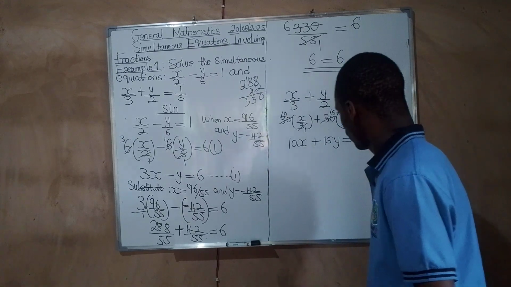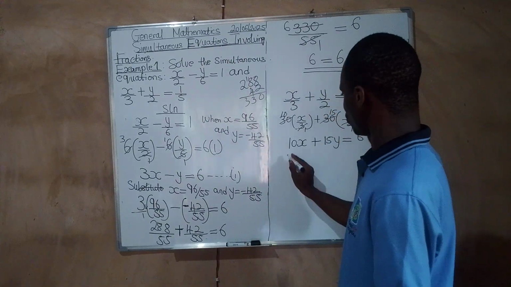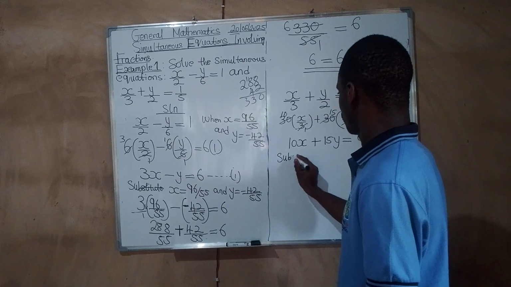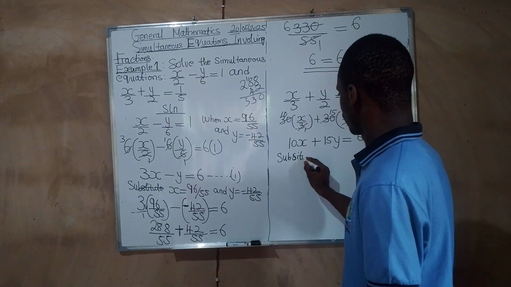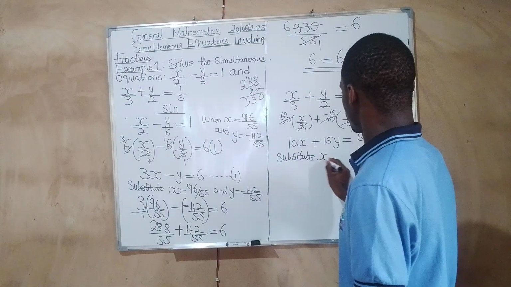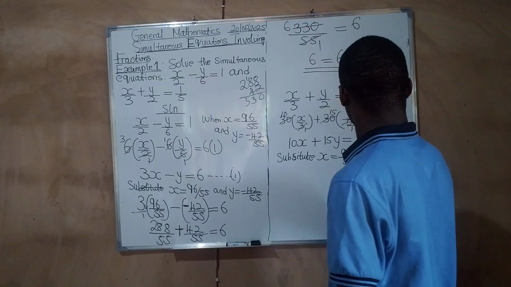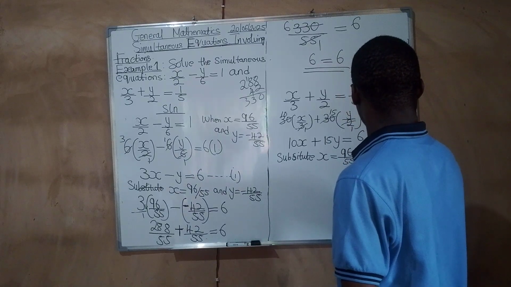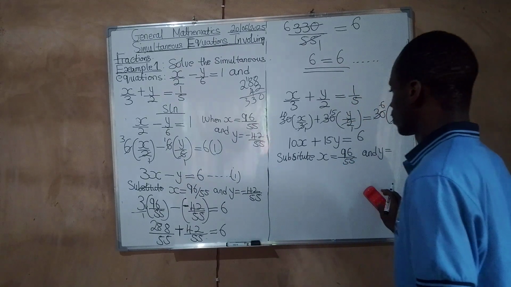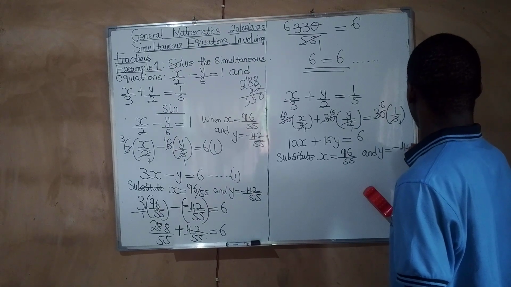Then we say substitute x equals 96 over 55 and y equals minus 42 over 55.